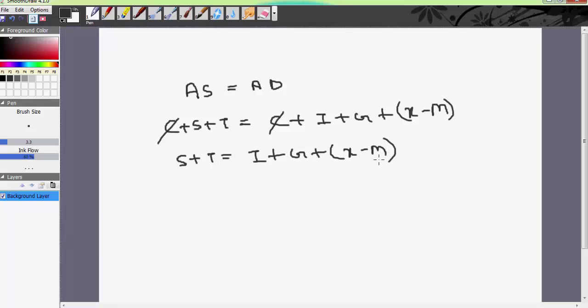When we move imports to the other side, we get the equation as S plus T plus M equals I plus G plus X. That is, savings plus taxes plus imports is equal to investment plus government expenditures plus exports.